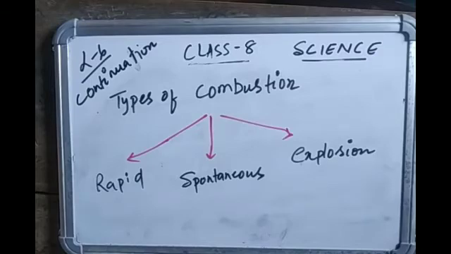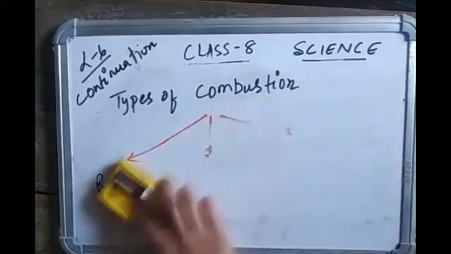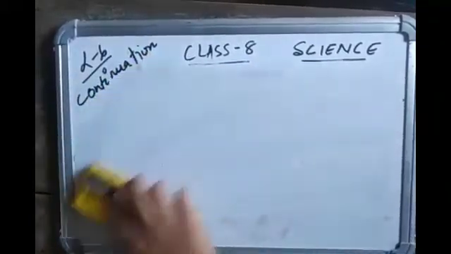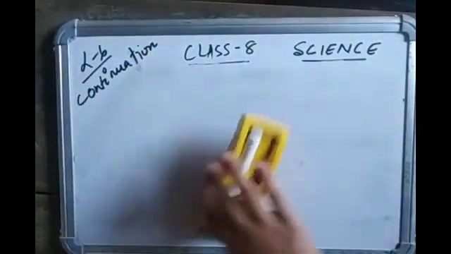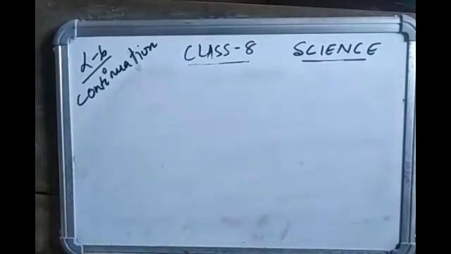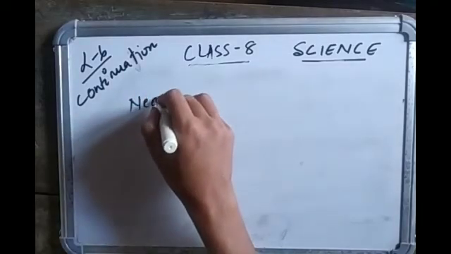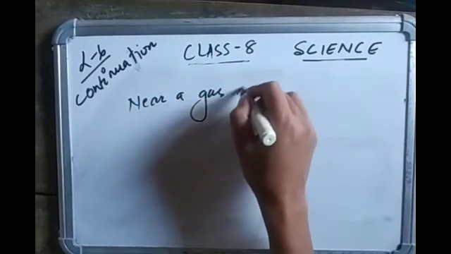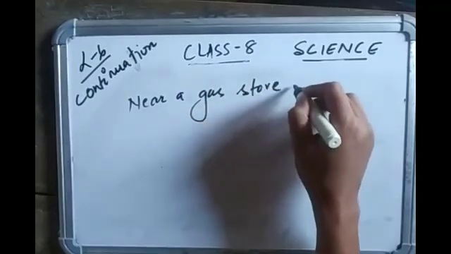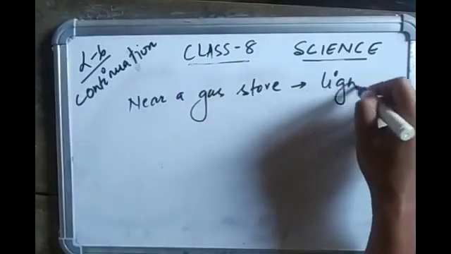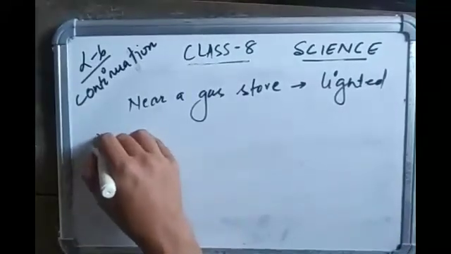So we will start with rapid combustion. When you look at your textbook, page number 69, you will find it. When you bring a burning matchstick or a gas lighter near a gas stove, when you light it.